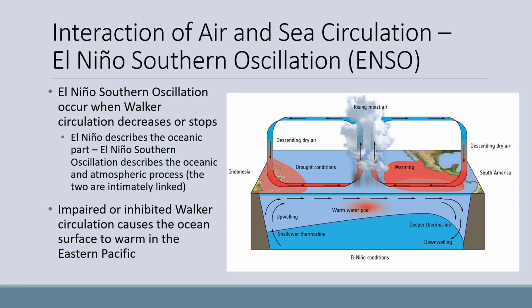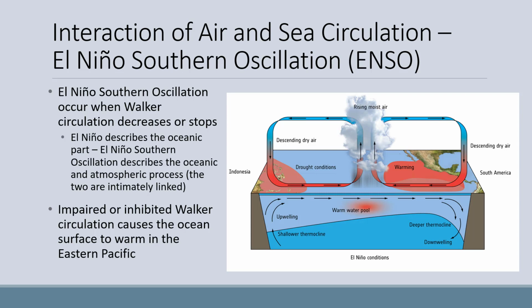Walker circulation is actually the atmospheric portion that controls El Niño events. An El Niño Southern Oscillation occurs when Walker circulation decreases or stops. Remember, El Niño describes the oceanic part of what goes on, while Walker circulation describes the atmospheric part of what goes on. And during El Niño, Walker circulation is temporarily halted.